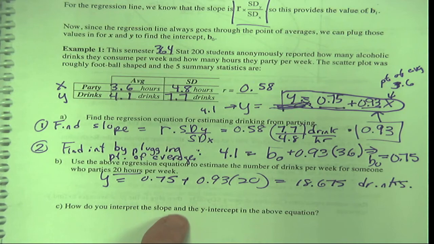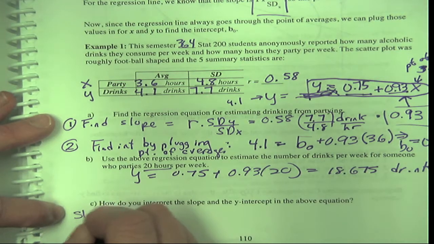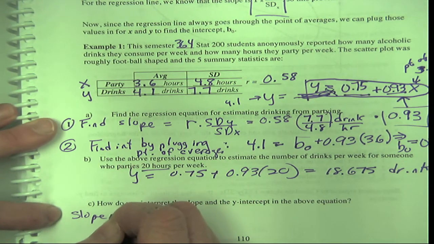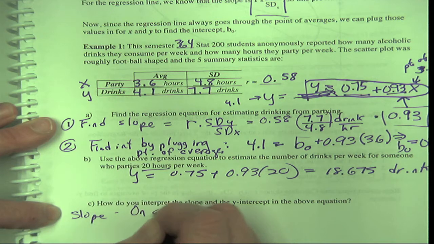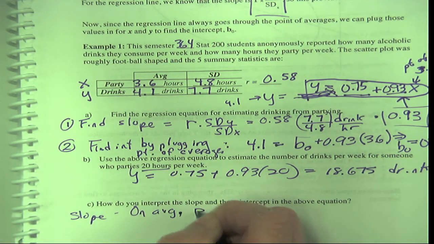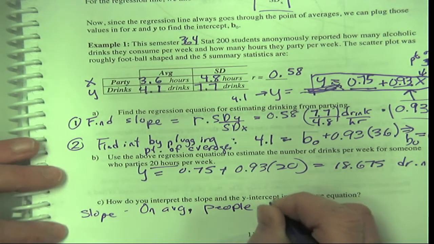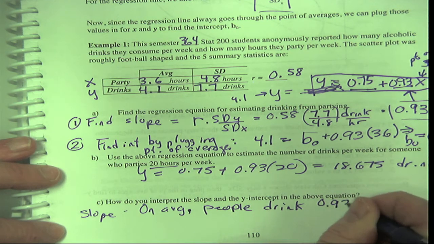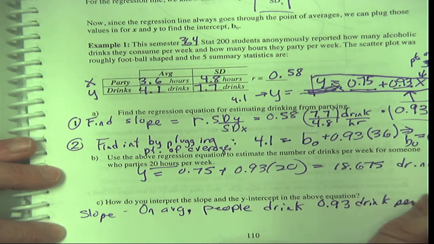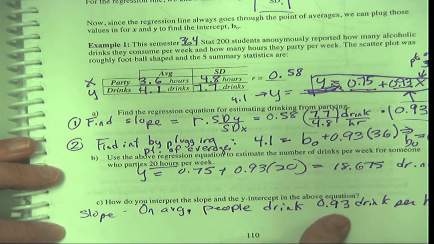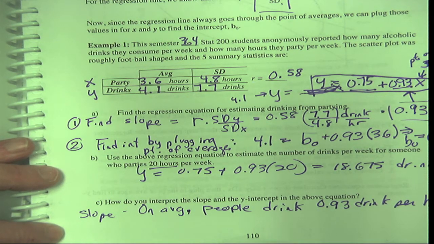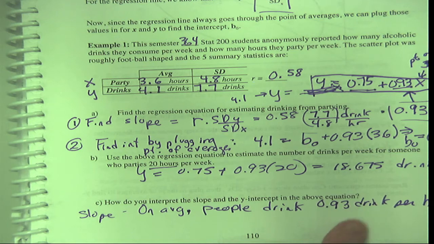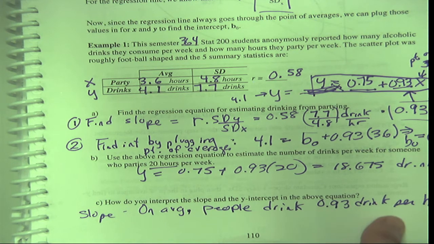And now, how do you interpret the slope and y-intercept in the above equation? Well, the slope, we just said, is what? On average, people drink 0.93 drinks per hour. So for each extra hour, the number of drinks increases on average by 0.93. There's a big scatter, but that's how many more drinks we estimate people drink.